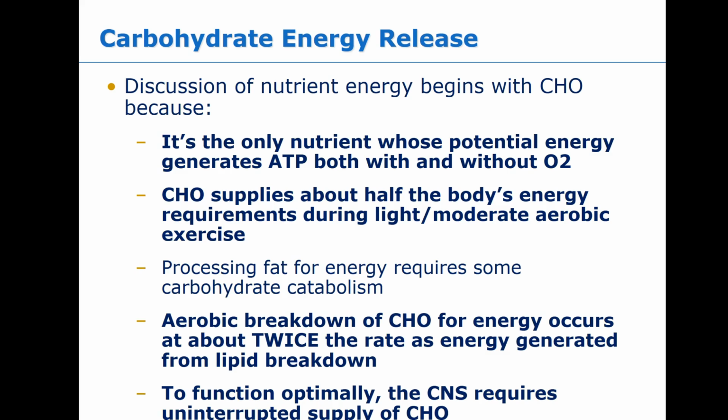We also look at carbohydrates first in energy release because processing fat for energy requires some carbohydrate catabolism. So a breakdown of carbohydrates can affect the processing of the body's fat. Aerobic breakdown of carbohydrates for energy occurs at about twice the rate at which energy is generated from lipid breakdown. So it's a very dependable, very important energy source for our body. And to function optimally, our central nervous system requires an uninterrupted supply of carbohydrates, because glucose is so important as a fuel to our brain.